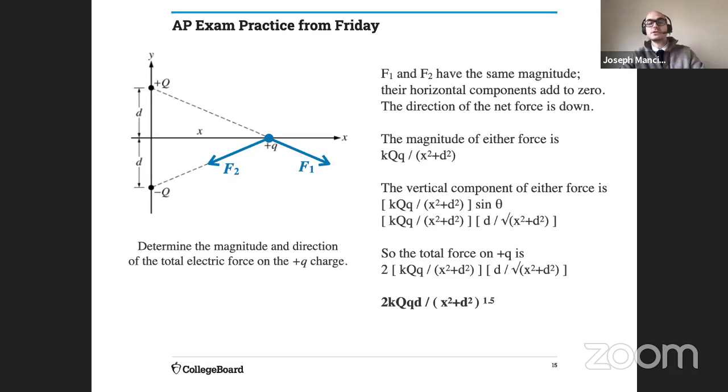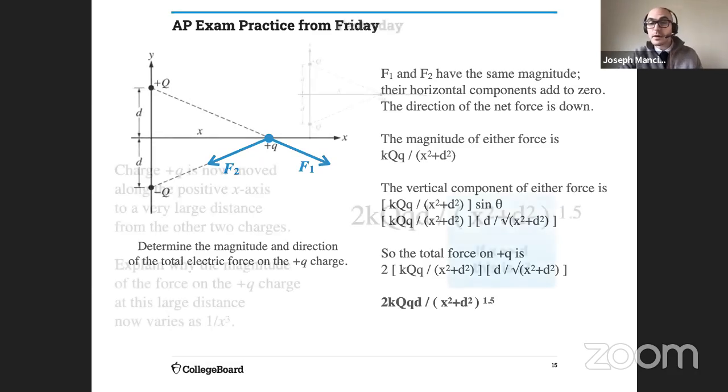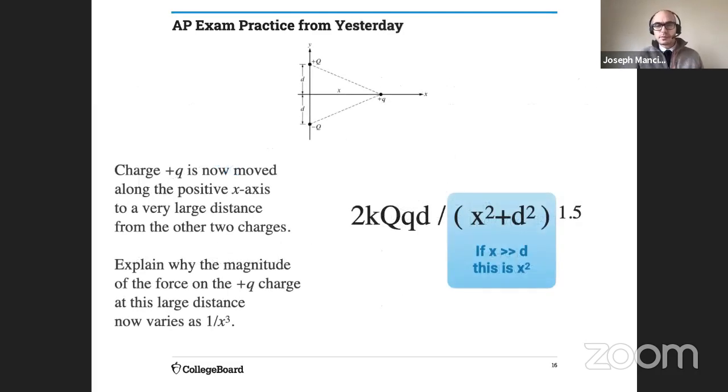So the reason we chose this question is actually for the follow-up, which says that plus Q charge is moved way to the right, very far away.